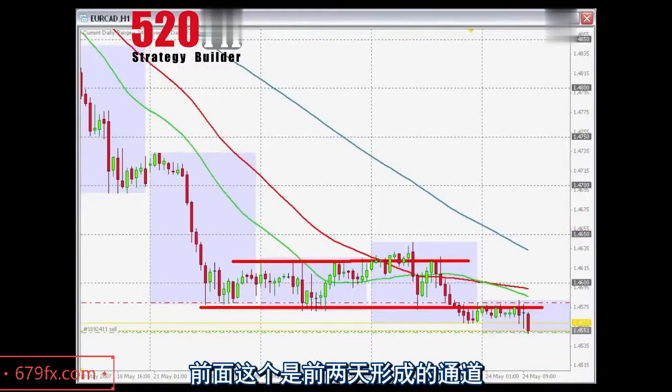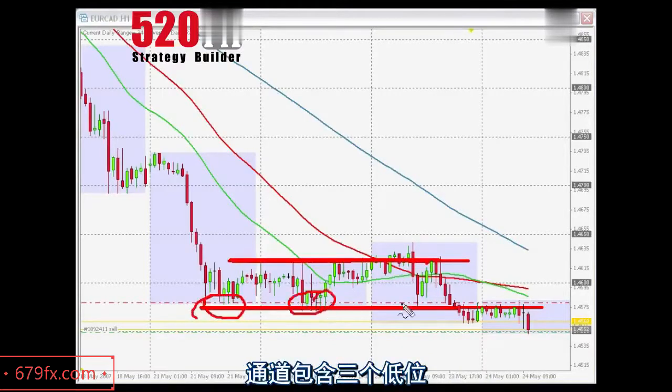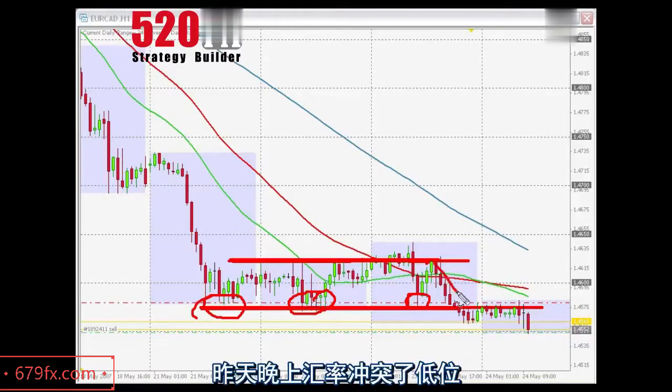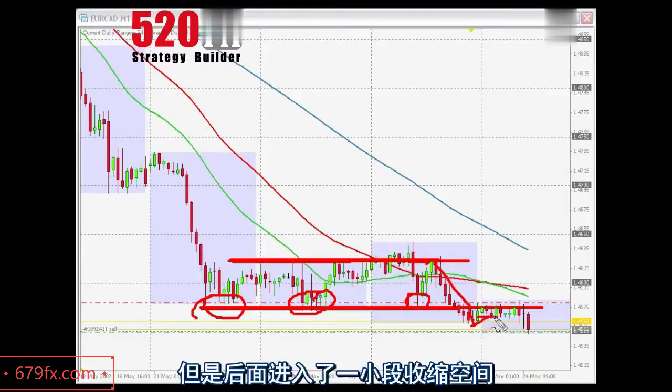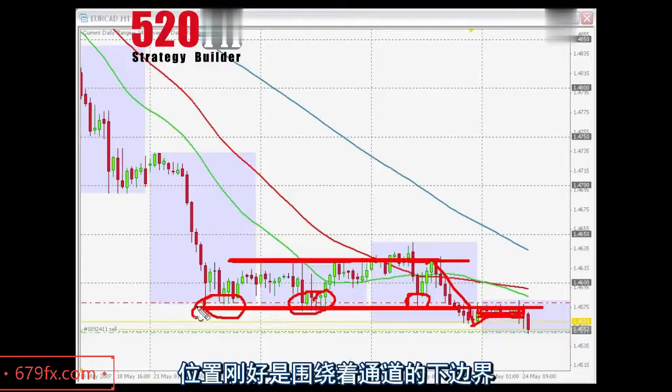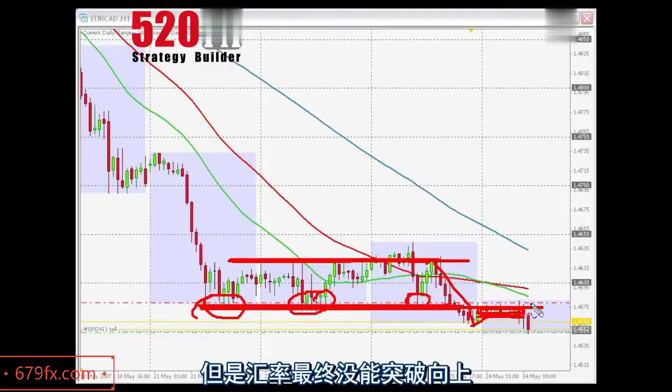Also, I like how we've gone through this range that we formed during the last 2-3 days, forming a triple bottom. 1, 2, 3. You see that? Yesterday night we broke below. Overnight we retraced and consolidated right off the former bottom of this channel, but we couldn't break above.